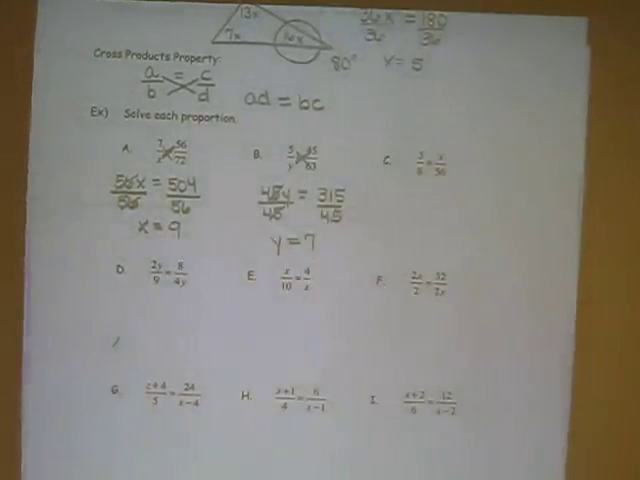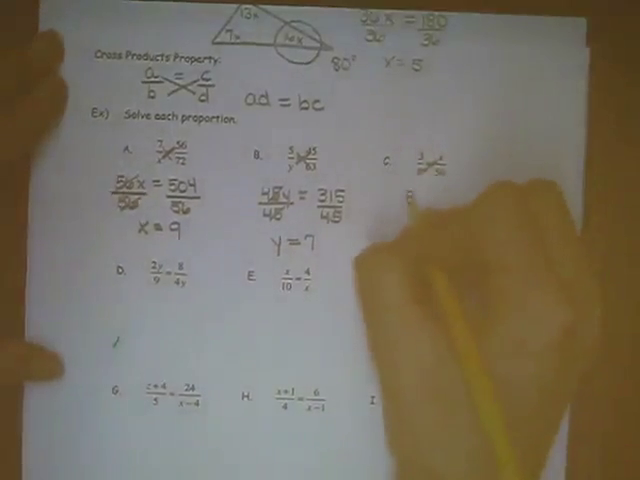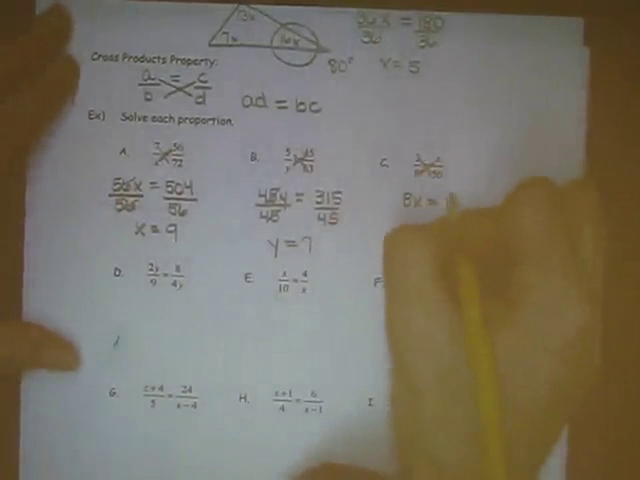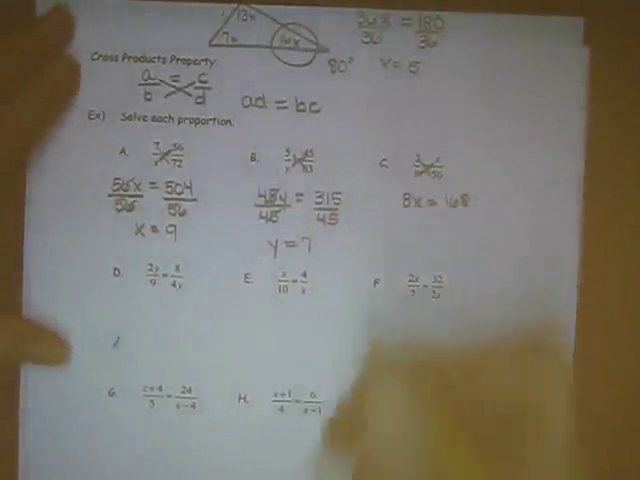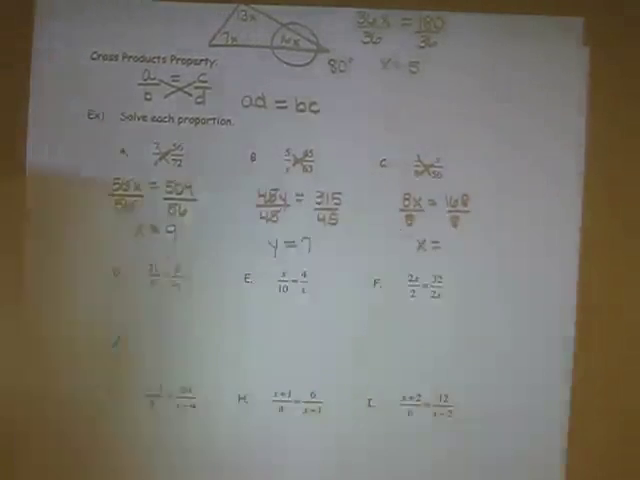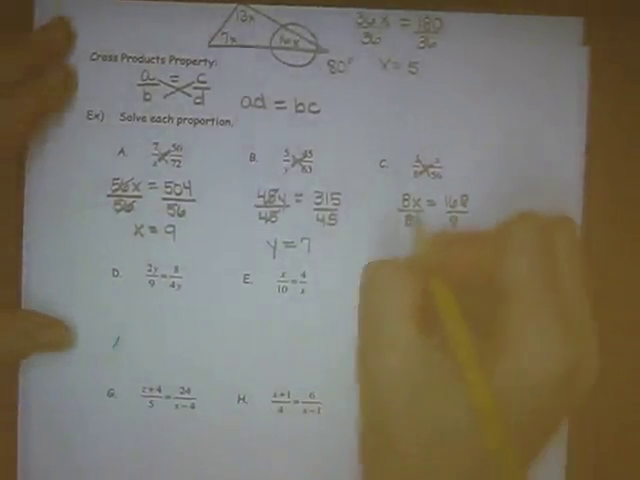If you want to know if any of these answers are correct, you may plug them back in the proportion and make sure they are equal. Our next example, we would have 8x equals, if you multiply 3 times 56, you get 168. Divide by 8. And when you divide by 8, you get the answer of 21.